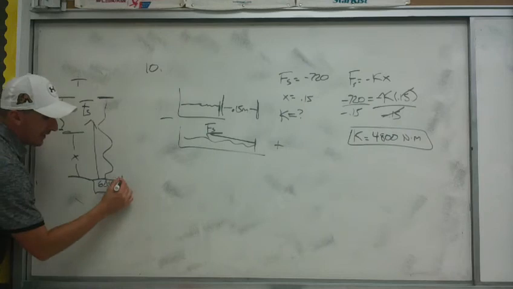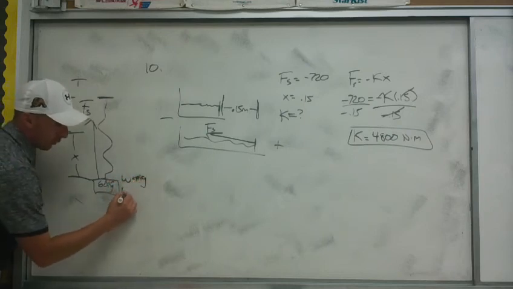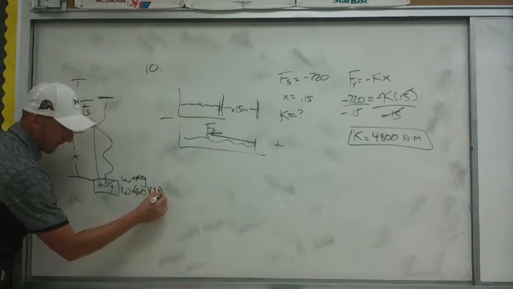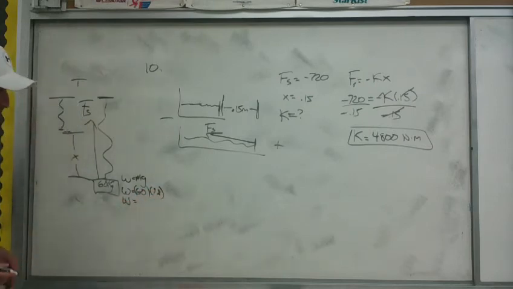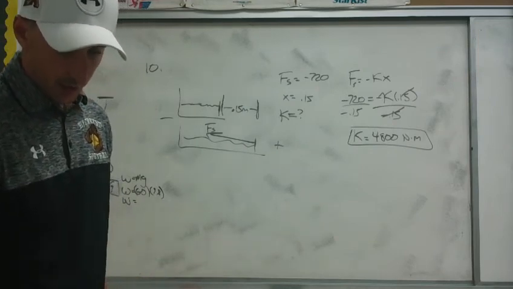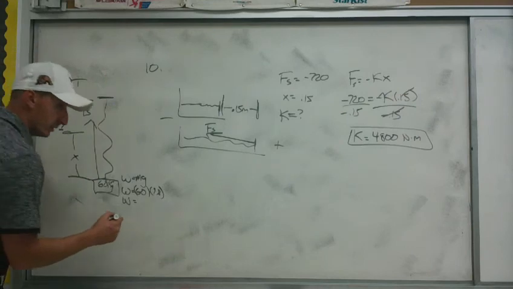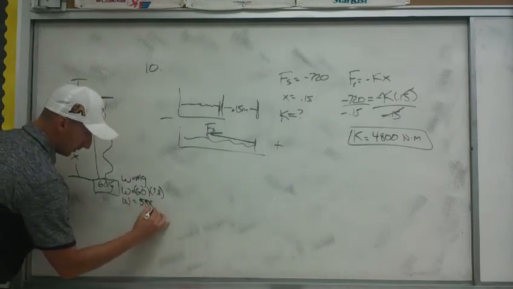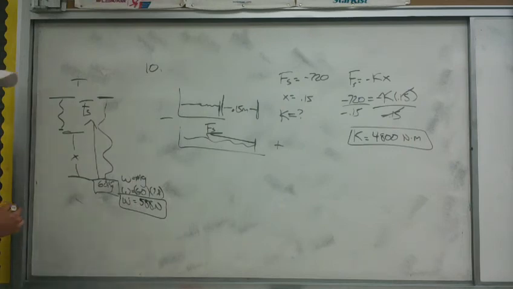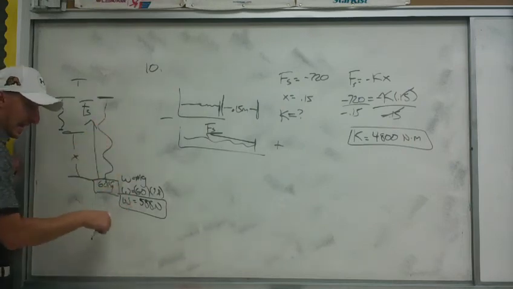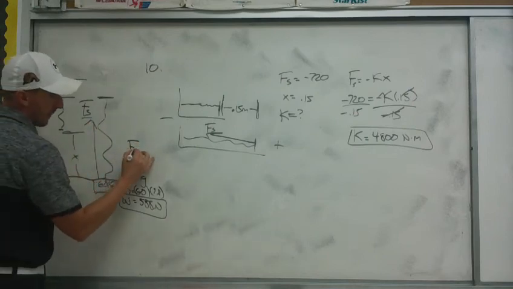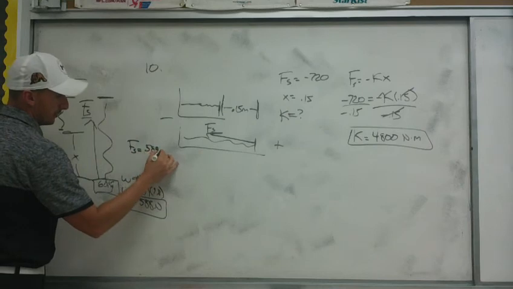So I know weight is equal to mg. Weight equals 60 times 9.8, 588 newtons. All right, so I have 588 newtons pulling it down. So to oppose it, it has to be 588 newtons. So the force of the spring is 588 newtons.